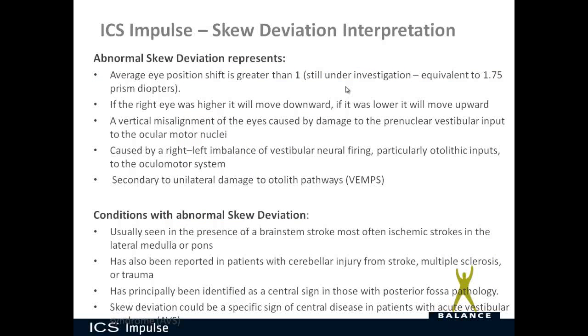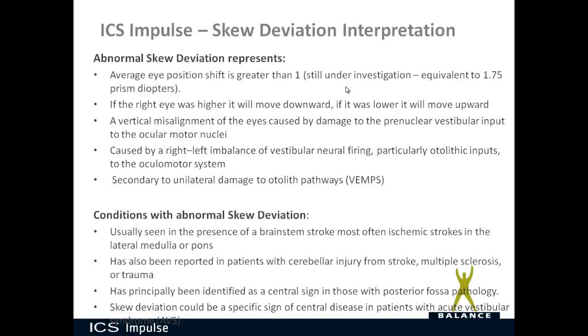What's abnormal skew deviation? Well, the average eye position shift should be greater than 1. Now this actually may be greater than 1 to 2. There's still research being done that looks at the difference between vestibular neuritis and stroke, so the difference between a peripheral disorder versus a central disorder, what denotes an abnormal average eye shift. Now in the past, most of this has been done visually, and obviously your eye is not as sensitive as the camera and the goggle, so that's why there may be more research coming out that may change this value, but right now we believe that greater than 1 is what the current research is saying.